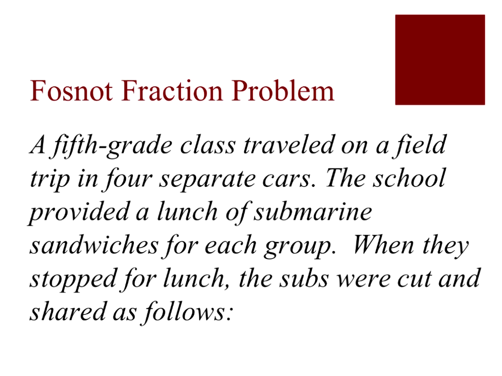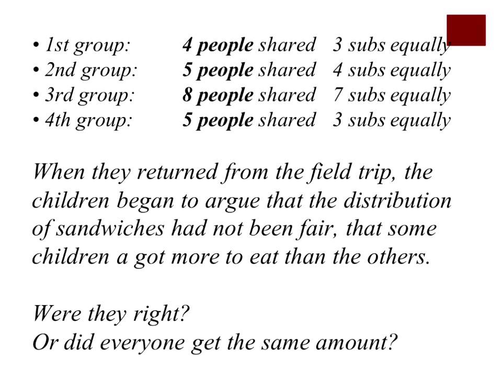Sometimes it's important to put with this context that each person in each group got an equal sharing of the sub. So in the one car, all the people in that car had equal amounts. In another car, everyone in that car got equal amounts. So the groups are here. The first group had 4 people and shared 3 subs.